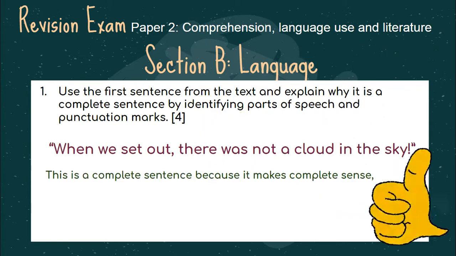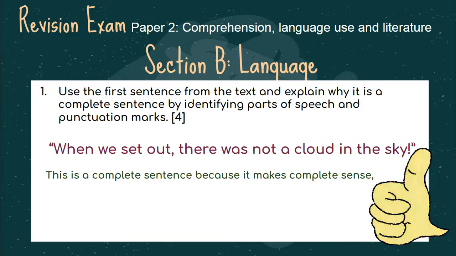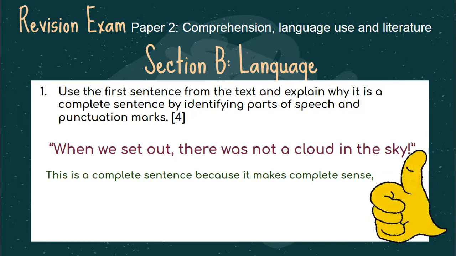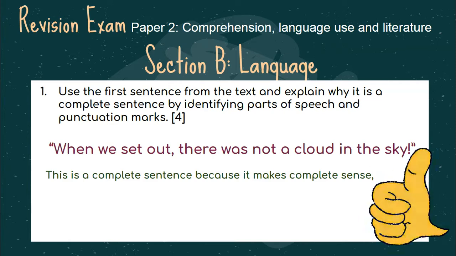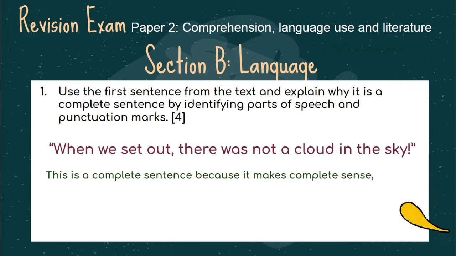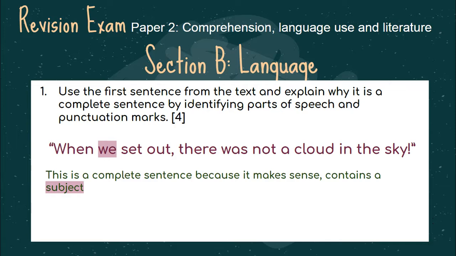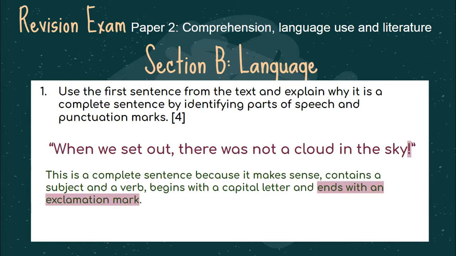So first you need to write out the sentence to show that you know which one it is. It's preferable to put quotation marks so that you can show that that part comes from the text. Then you need to start off with a nice sentence to explain. The most important thing is this is a complete sentence because it makes complete sense. It's not a phrase or a part of a sentence, it's a complete, full sense. Next, it has a subject. Can you see we is the subject in that sentence? And it has the verb we set. And also the sentence begins with a capital letter and it ends with punctuation, in this case an exclamation mark.